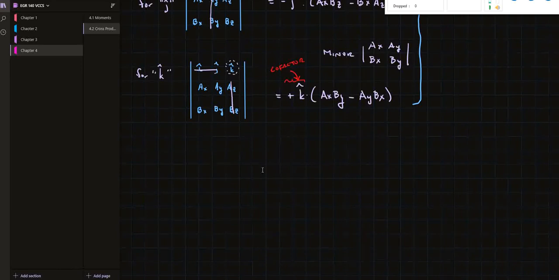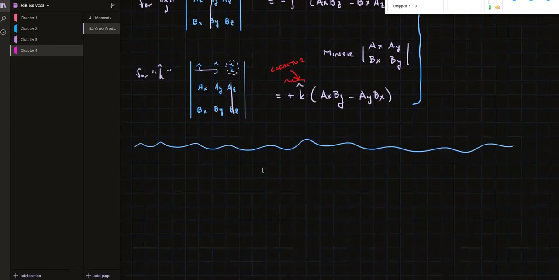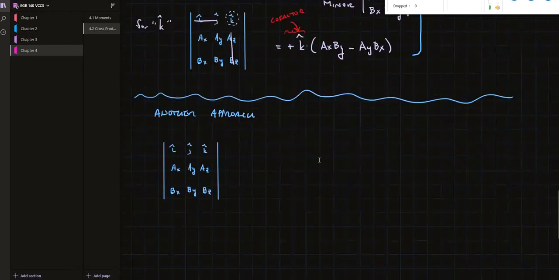There's another way, and I'm going to show it here as another approach. But this approach always requires you to do all the work, though it is probably easy to remember for most of you. So let's start with our determinant again.